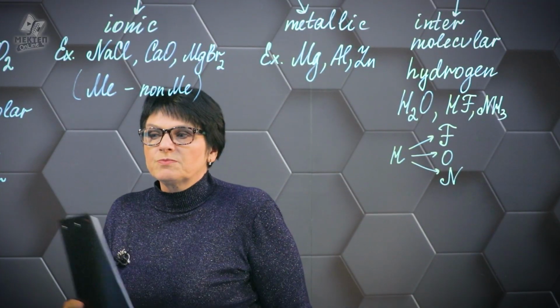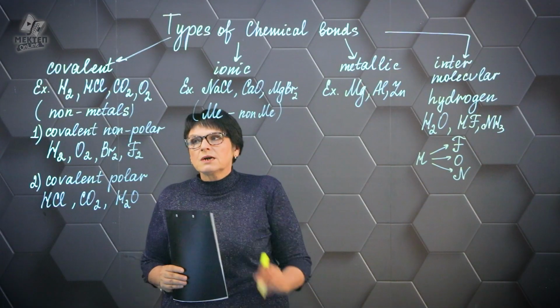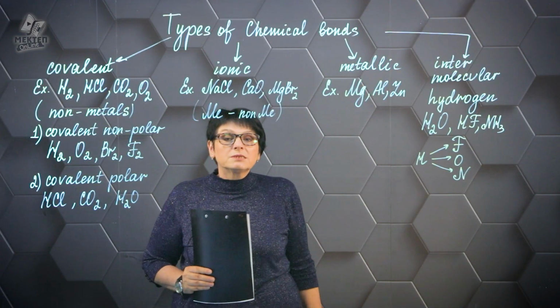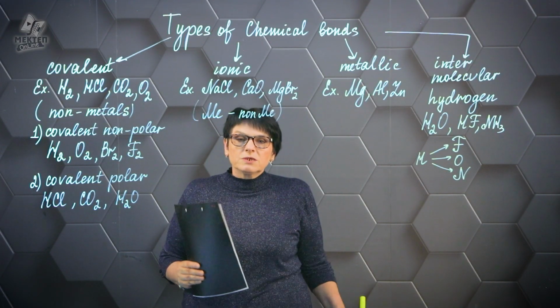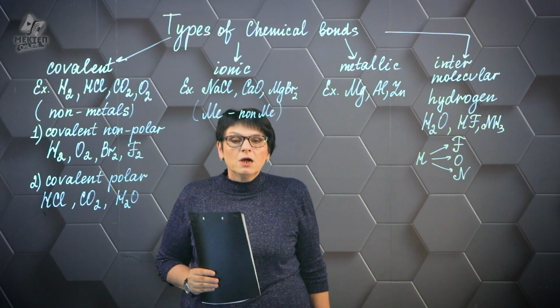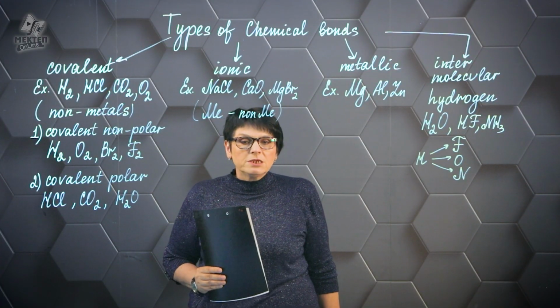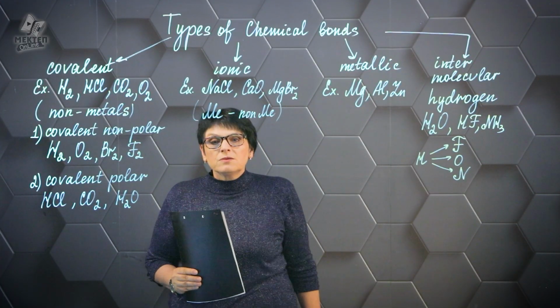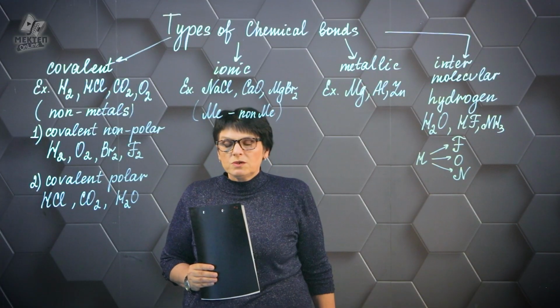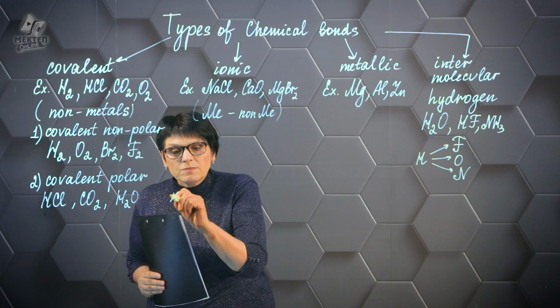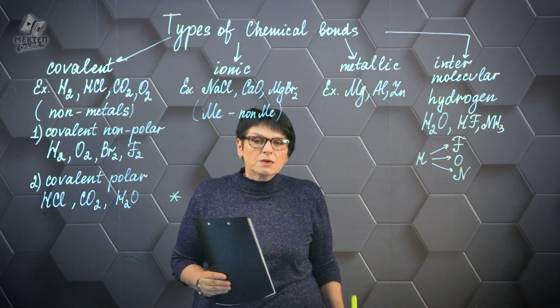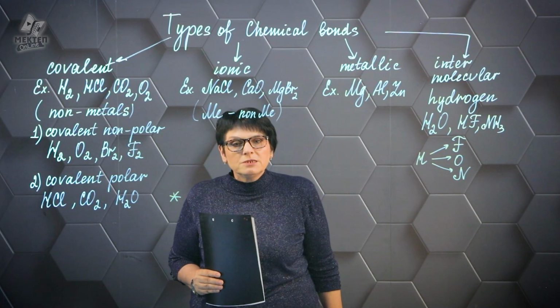So, in order to recognize what kind of bond is where, it's enough to know the rules of recognition between which elements it occurs. But I must caution you, there is not always an unambiguous answer about chemical bonding. Let me give you some specific examples where there is more than one type of bond.